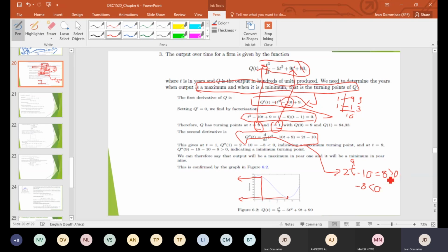So basically what that tells me is at that point, that was a maximum, and at that point, it was a minimum. So I know when I draw the graph, that's a maximum, so it must turn there. That's a minimum, so it must turn there.